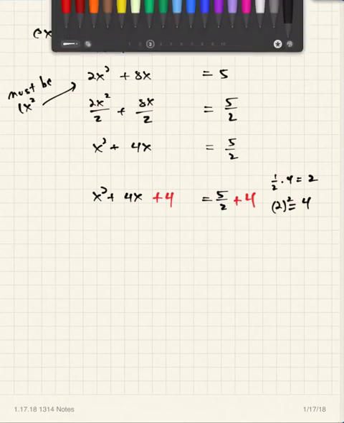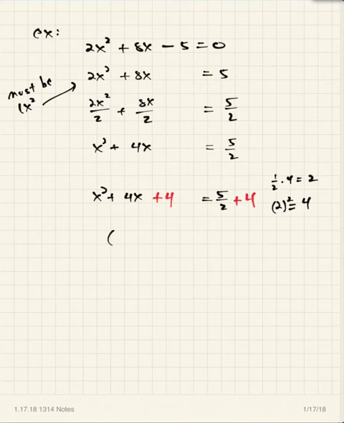On the left side of the equation, this factors. So this is x plus 2 quantity squared. And remember this, by the way, it's a perfect square trinomial. It's the square root of the first term, sign of the second term, square root of the third term. It's always a perfect square, and that's always how it factors.